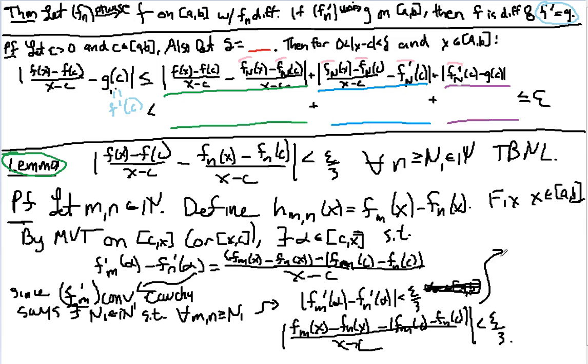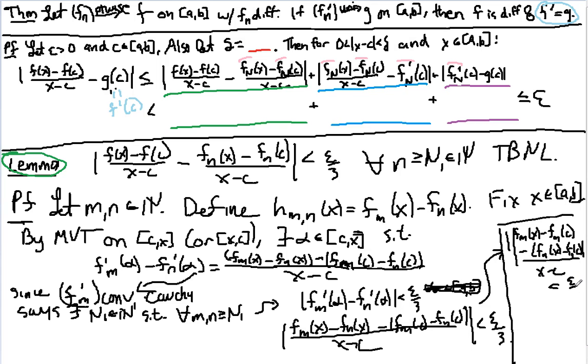This is actually equal to, right? I have fm minus fm of c, fn of x minus a negative fn of c, so I can split these up according to fm of x minus fm of c minus fn of x minus fn of c. I'm just doing algebra here over x minus c has to be less than or equal to, less than epsilon over 3. Okay.